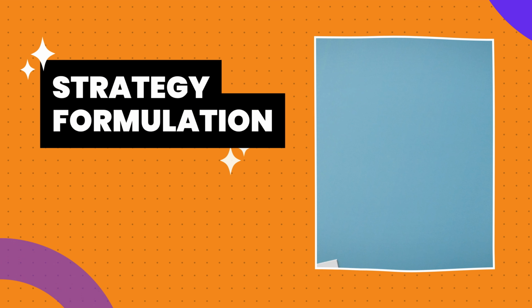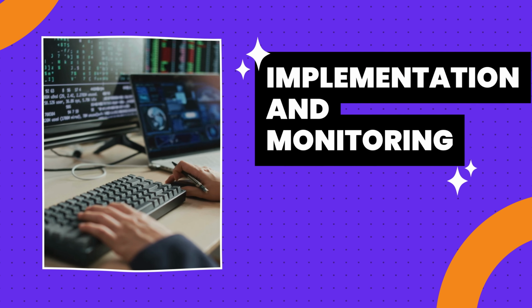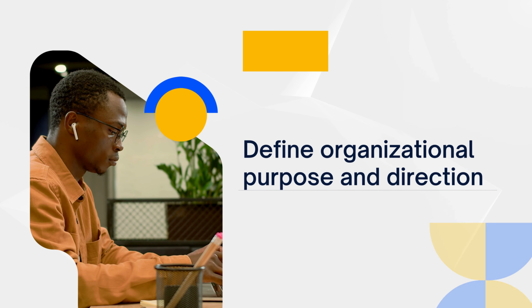Let's now look at the key steps involved in the strategic planning process: defining the vision and mission, conducting environmental analysis, setting objectives, formulating strategies, and implementing and monitoring those strategies.